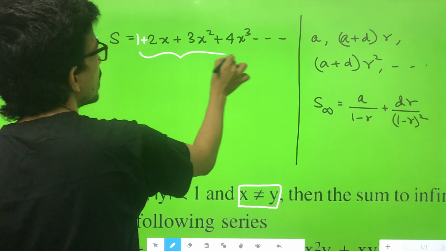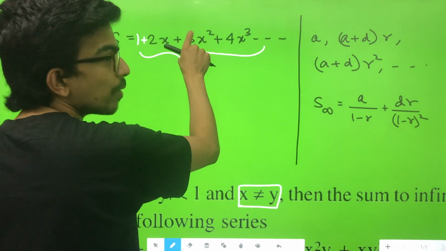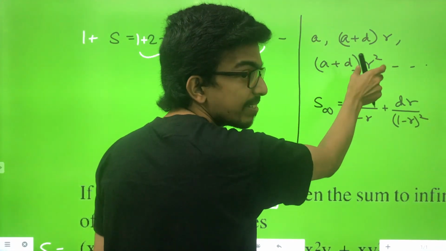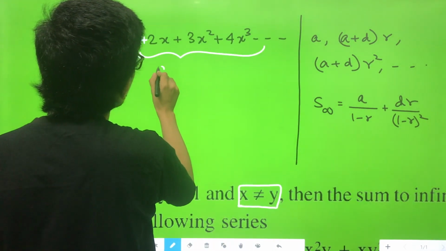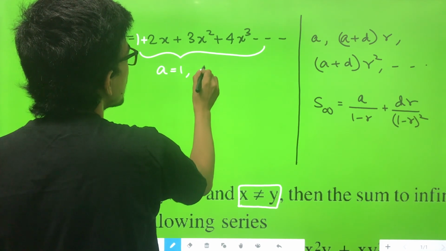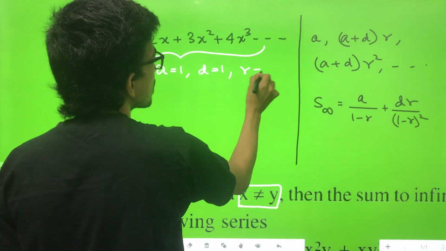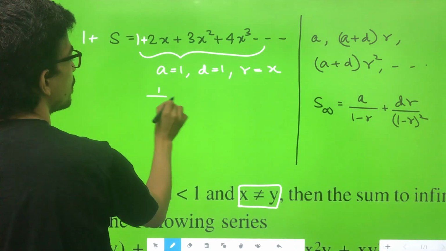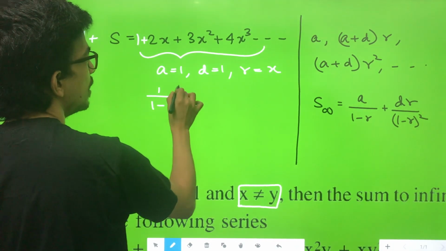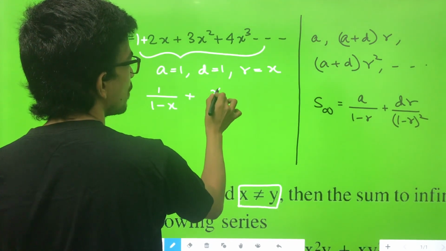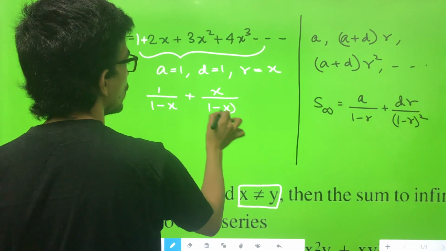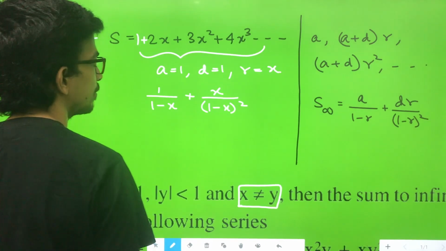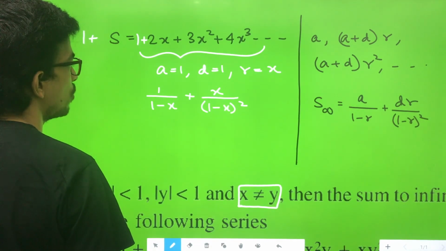In this case, this becomes a sequence which is in the proper, standard form. Okay, in this case, I can use a as 1, d as 1, r as x, and your sum is going to be 1 by 1 minus x plus dr, which is x divided by 1 minus x the whole square.